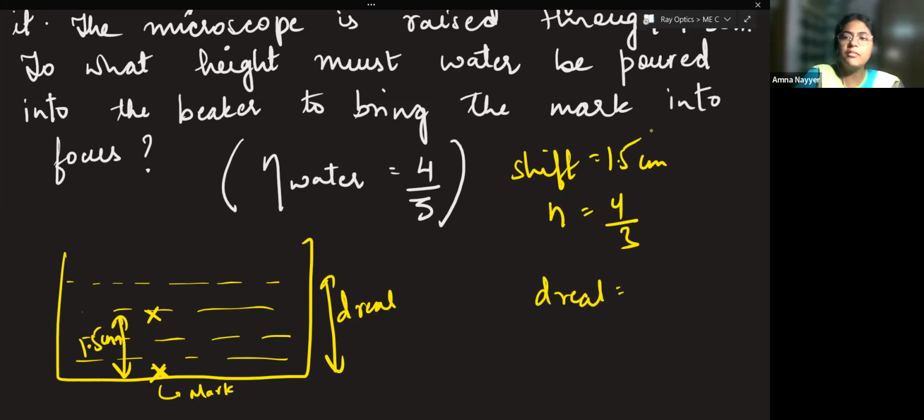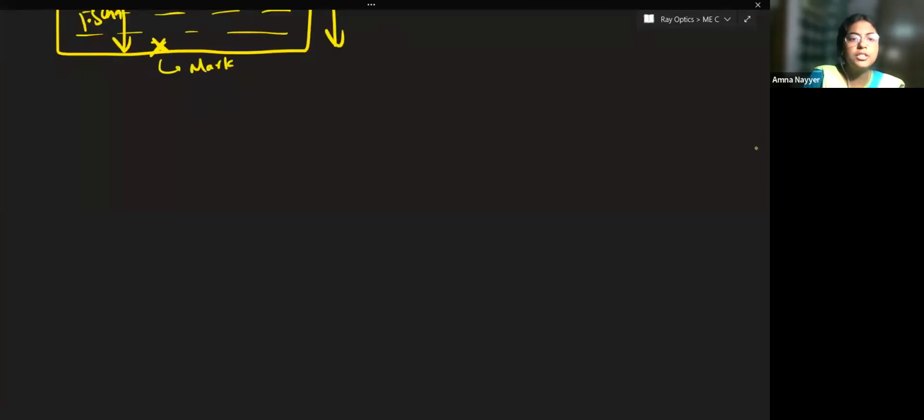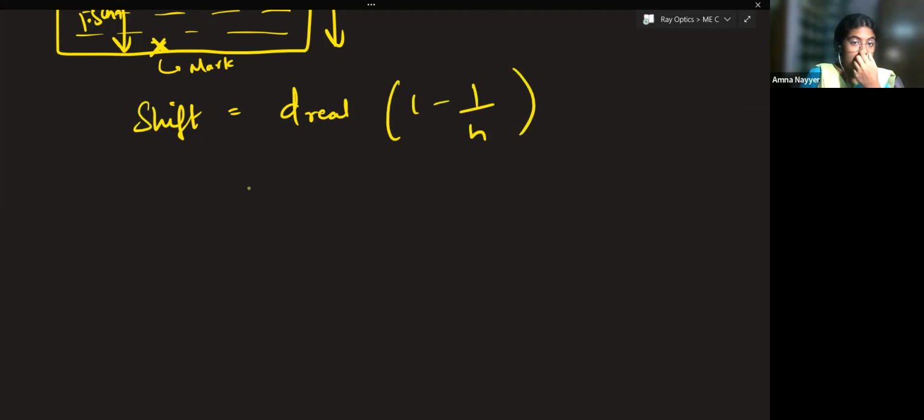So one formula we have seen on this, we can implement it directly here. Shift is equal to what? Shift is equal to real depth times (1 minus 1 by n). So 1.5 is equal to d real, which is unknown, times (1 minus 1 by n). So that becomes 3/4.